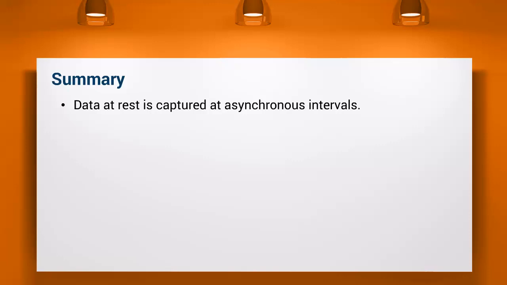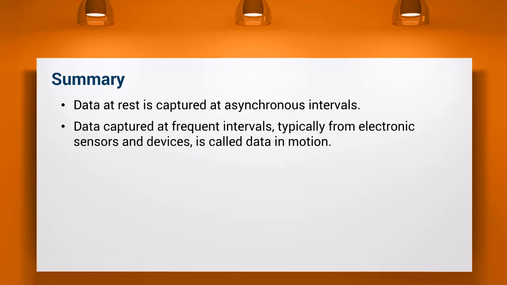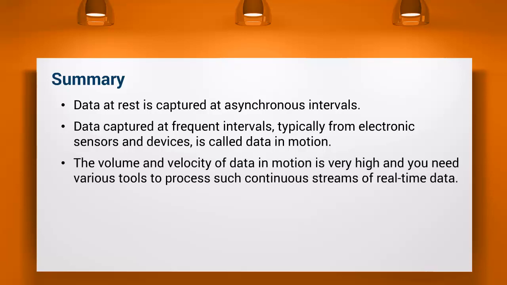Let's do a quick recap of what you've learned in this session. Data at rest is captured at asynchronous intervals. Data captured at frequent intervals, typically from electronic sensors and devices, is called data in motion. The volume and velocity of data in motion is very high, and you need various tools to process such continuous streams of real-time data.